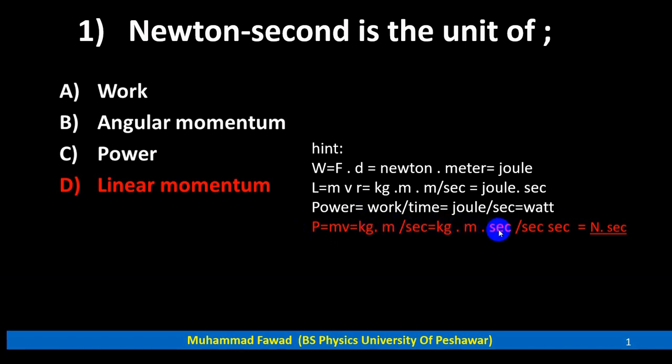If we multiply it by second and also divide it by second, it will become Newton second. Therefore, Newton second is the unit of linear momentum. Here the correct option is D.